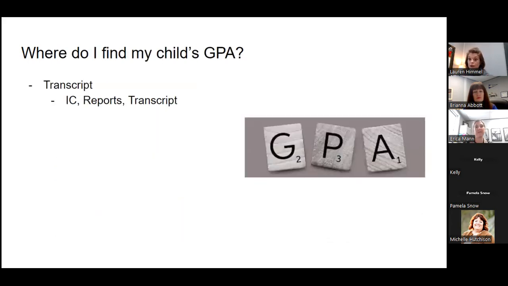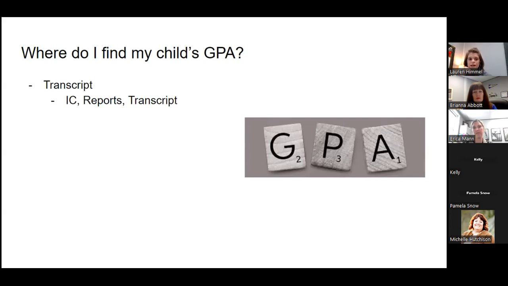You as their parent guardian can find a student's GPA by going to their transcript on Infinite Campus. You can click reports and then transcript, and that's going to show you their GPA. There will be a way to see an unweighted GPA and also a weighted GPA. We'll just always use the weighted GPA for anything that we report to colleges or universities. So that's something that you should know.